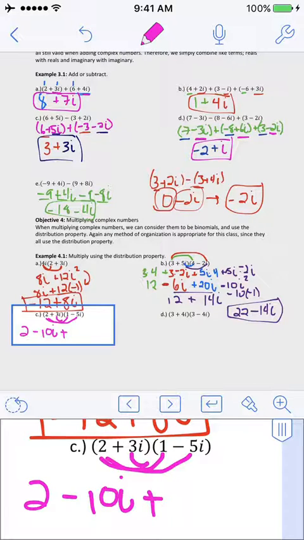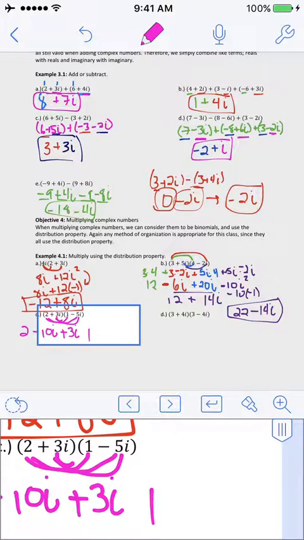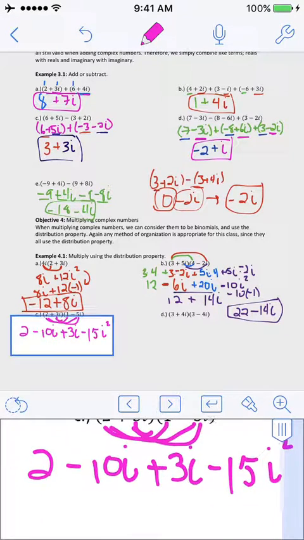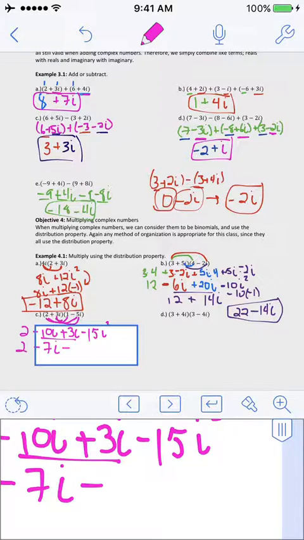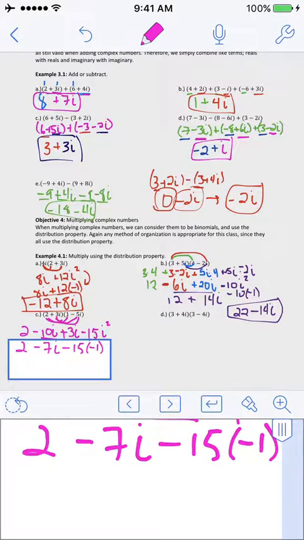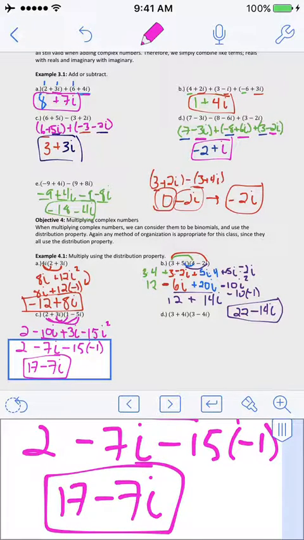3i times 1, plus 3i. 3i times negative 5i, negative 15i squared. Now I've got 2 here. This becomes negative 10i plus 3i, which is negative 7i. Minus 15 times negative 1, which is what i squared is, becomes a positive 15, right? So 17 minus 7i is my final answer.